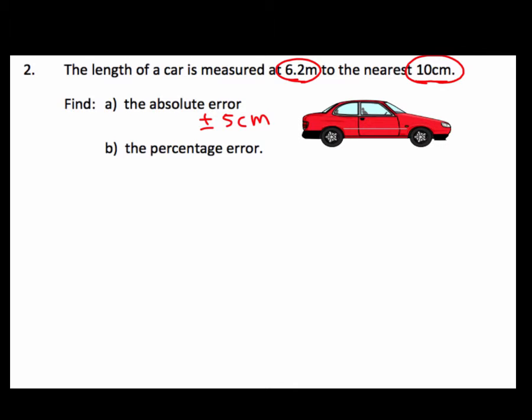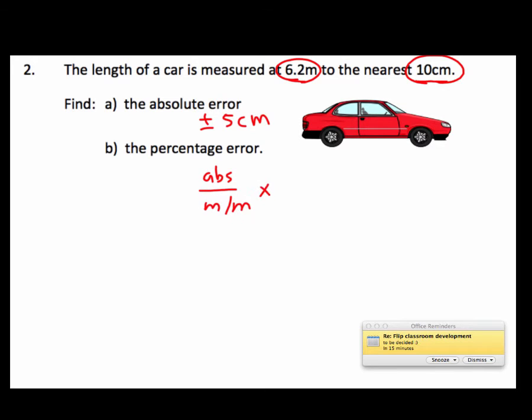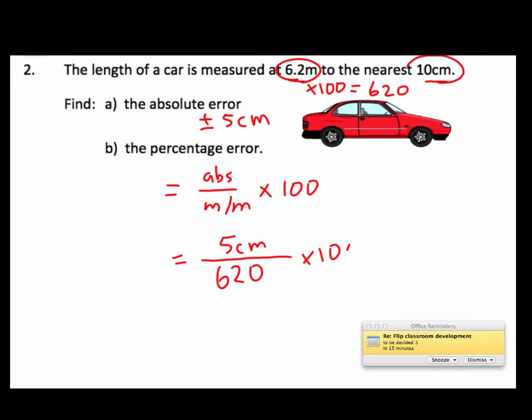Percentage error, we just plug those numbers into the formula again. So again, percentage error is going to be the absolute error over the measurement times 100. So subbing the numbers in, the absolute error is 5 centimetres, and we have to be careful with our mixed units here. The measurement itself is 6.2 metres, so we better write that in centimetres. There are 100 centimetres in a metre, so we'll multiply by 100 and we'll end up with 620 centimetres. So we'll use that in our calculation and then times 100.